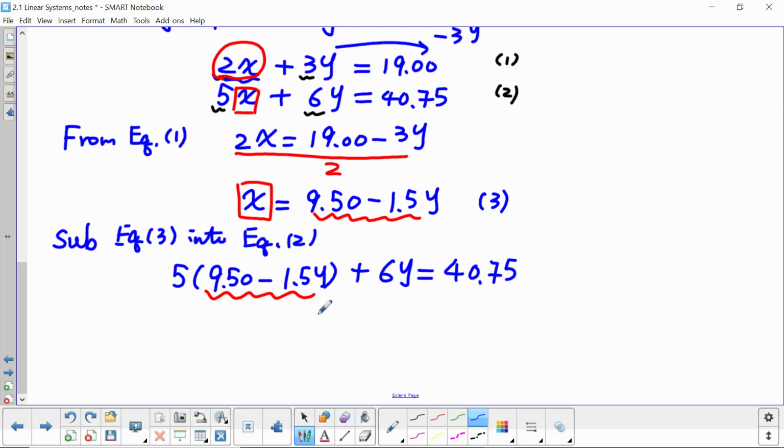Then in this equation, you will see you have only one variable, one letter left. So we want to isolate y. You need to get rid of the brackets first. Otherwise, we don't know how to collect the like terms and isolate the variable y. So 5 times each term. 5 times 9.5, you will see 47.5 there. 5 times 1.5 gives you 7.5. Then copy the other parts.